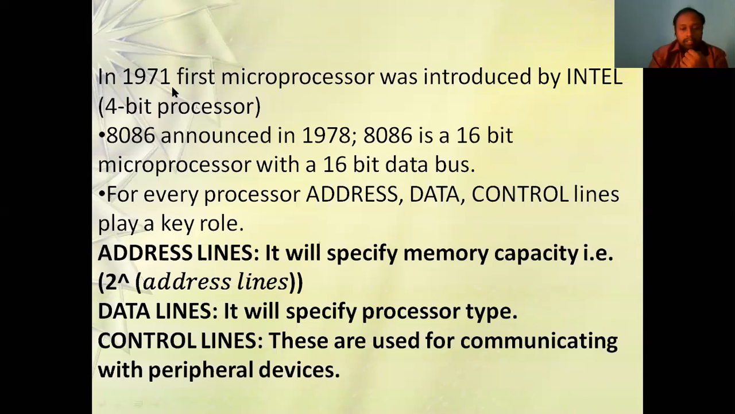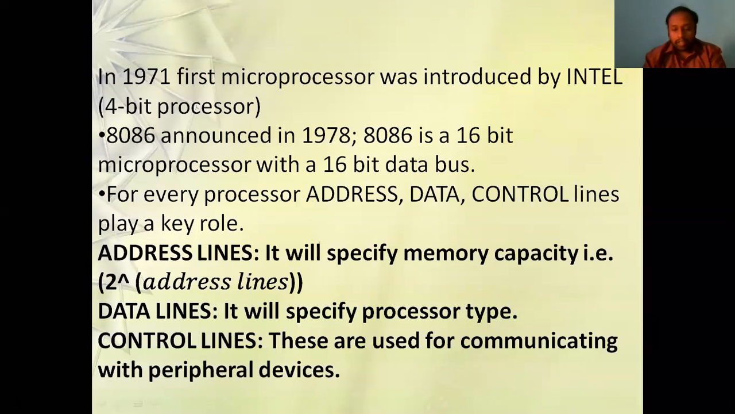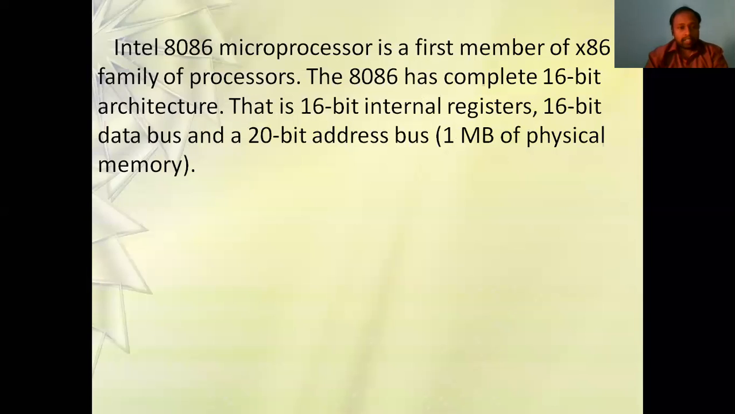Coming to the 8086, it is a new, advanced microprocessor as compared to the previous ones. The 8086 is a 16-bit microprocessor, meaning it consists of a 16-bit ALU, a 16-bit data bus, a 20-bit address bus, and a few control lines. Intel introduced it in 1978.